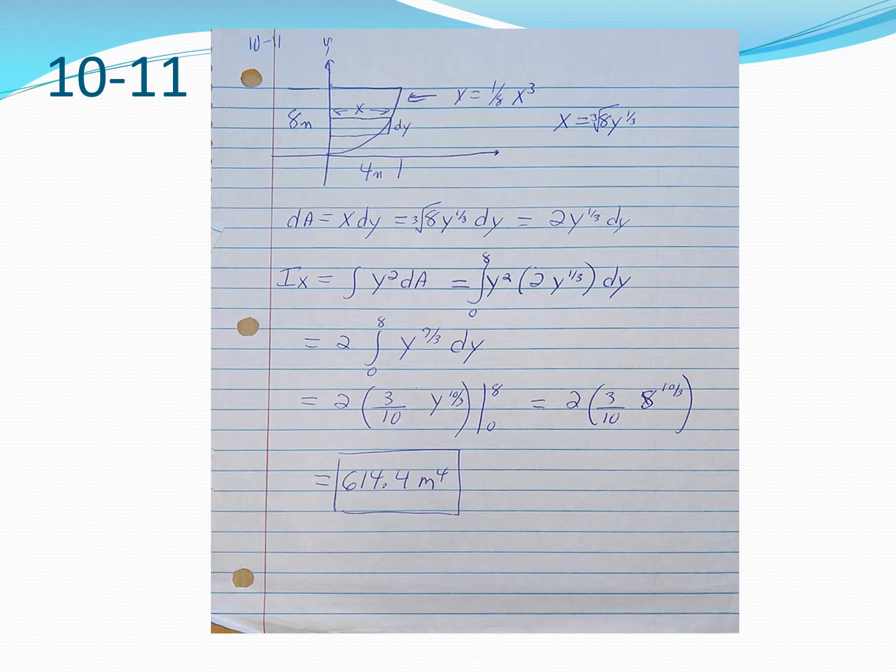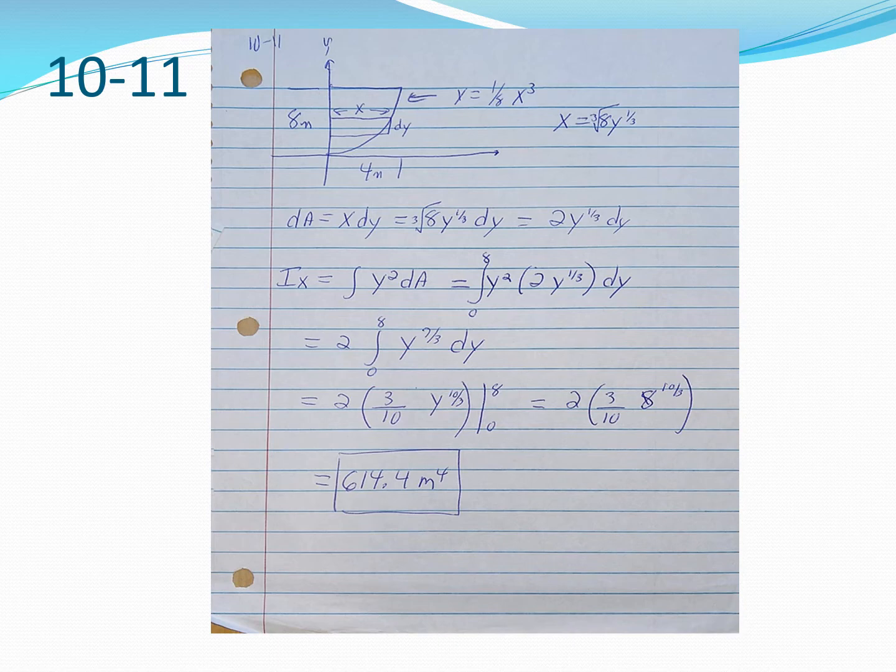The y squared and the dy are what I put in there to begin with. You can see I did the math as we went through, combining the y's together in the first line underneath, and did my integration, applied my limits, and got an answer of 614.4 meters to the fourth for that problem. So there you go. That is an example from the first part of chapter 10, one simple one I'd expect you to be able to do, of picking a strip and using integration to find the moment of inertia around an axis.